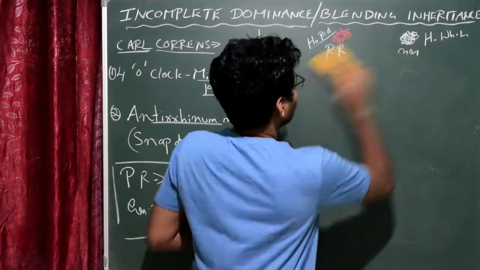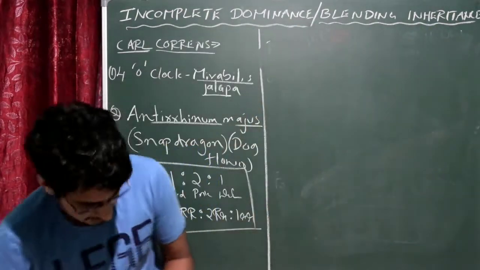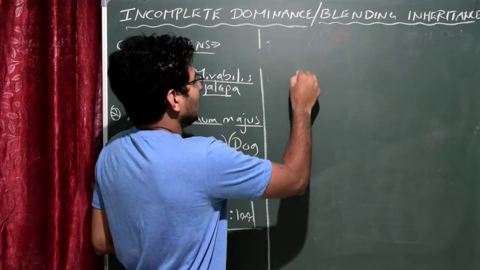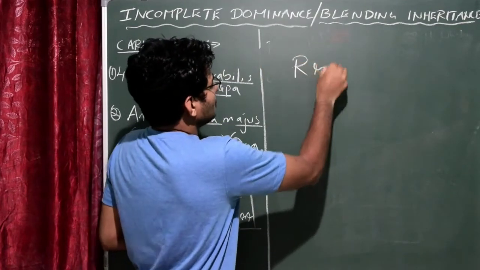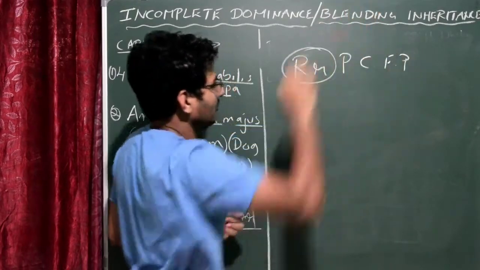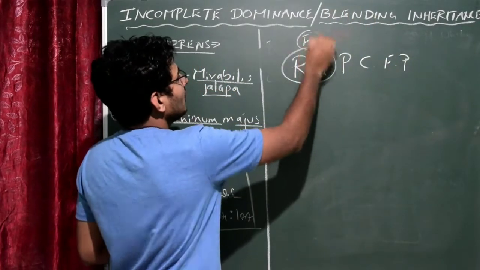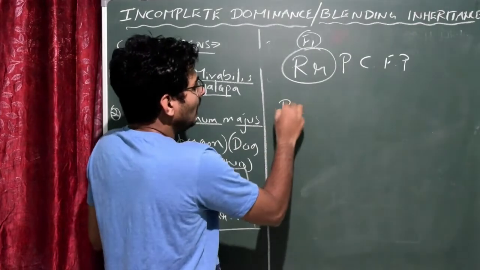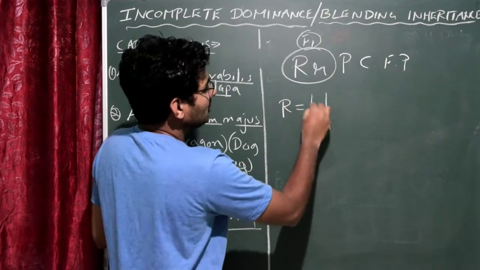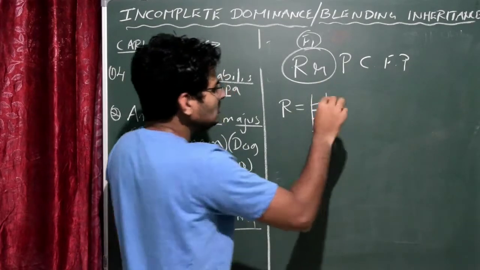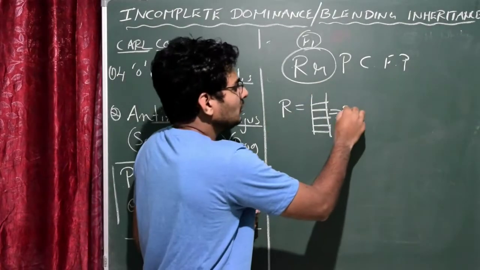Okay, so now what we do is we just write down this. This is actually the pink colored flower plants. We got it in F1. Now let us say that R is obviously nothing but a gene. Gene means we'll draw the DNA segment. This is the gene.